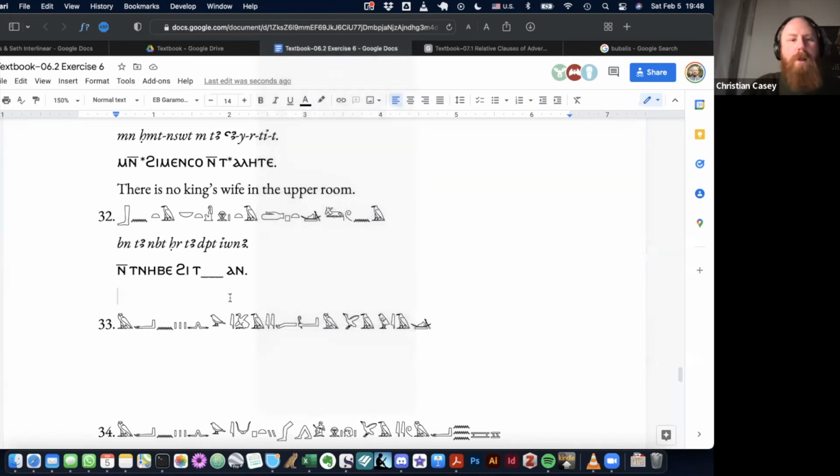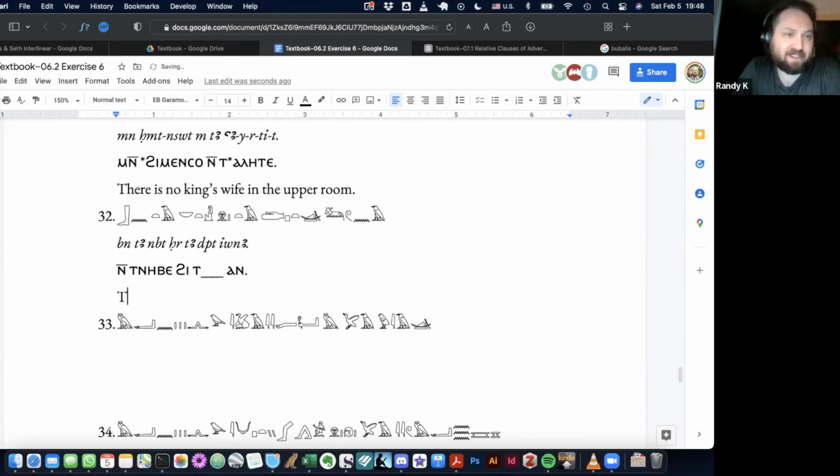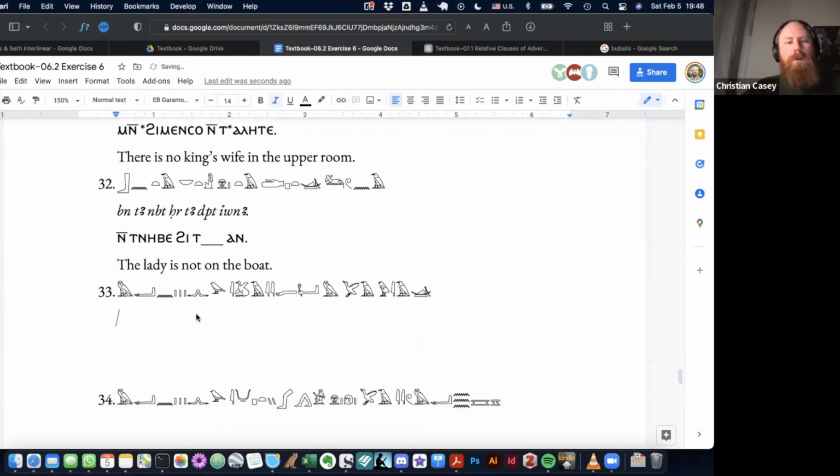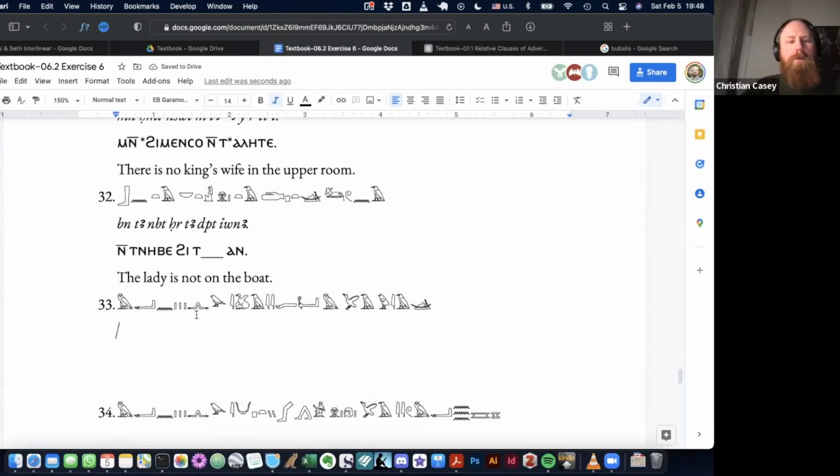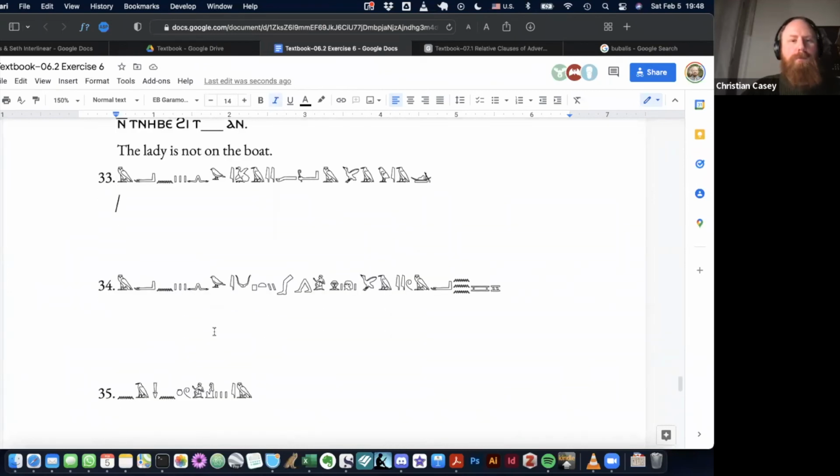Anyway, what does this mean? The lady, you know, like the female equivalent of Lord. Yep. The lady is not on the boat. The lady is not on the boat. She didn't get on the boat, so who knows? She's not coming.